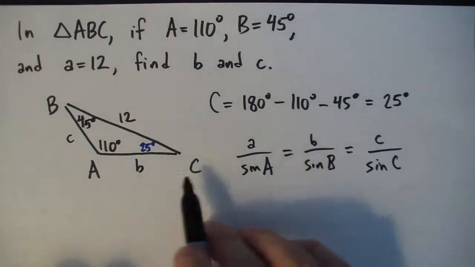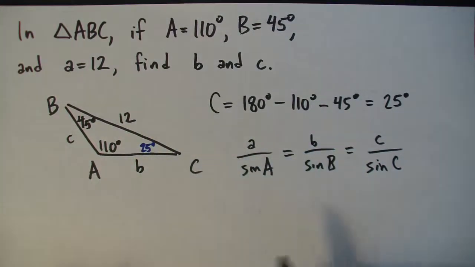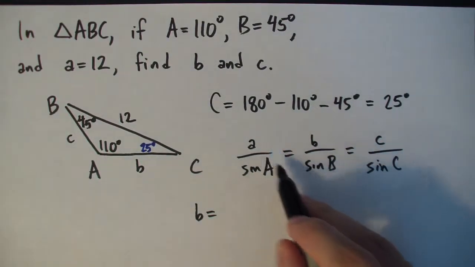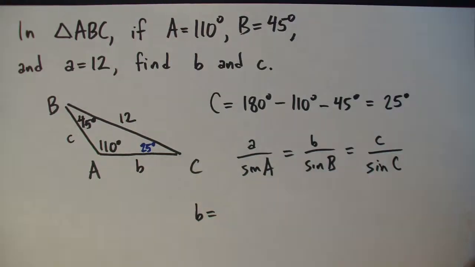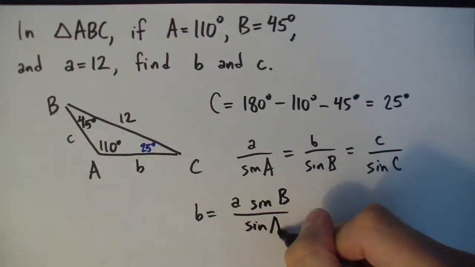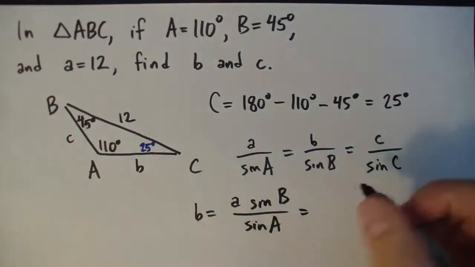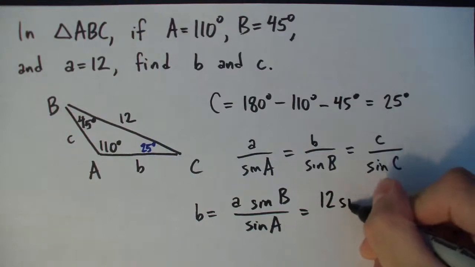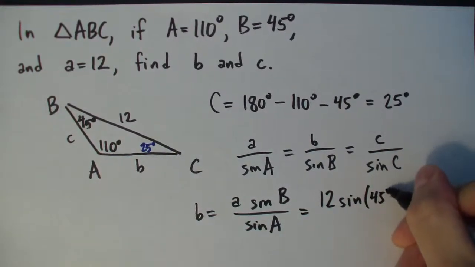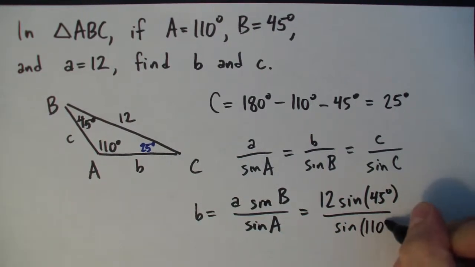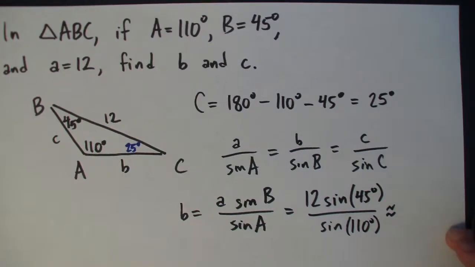And to find b now, we're given a and its opposite angle. So to find b, we'll cross multiply. We get a sine B over sine A. We're told that A is 110 degrees, and the side length a is 12. So 12 sine of B, which is 45 degrees, over sine of A, which is 110 degrees. And when we compute that, we get about 9.0.